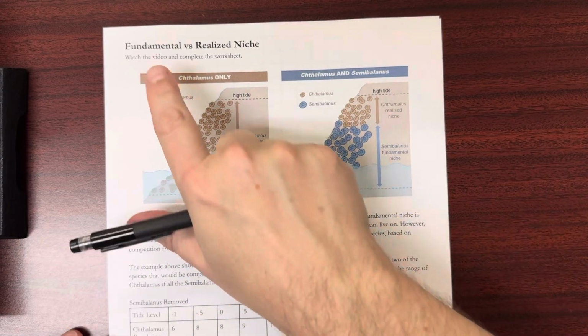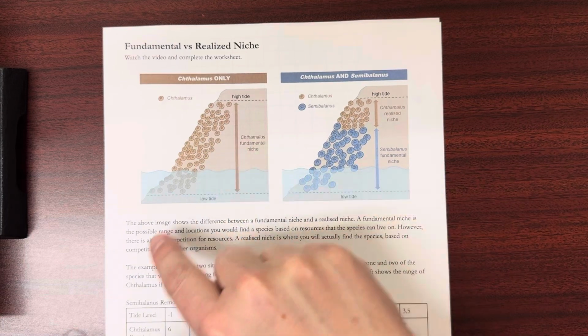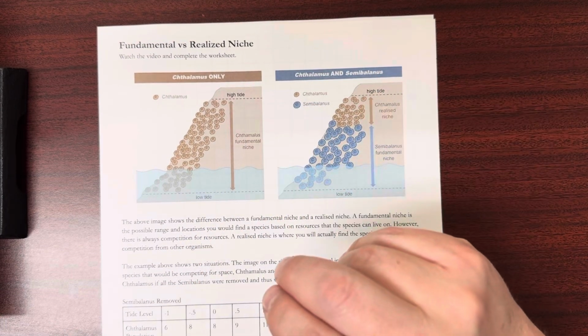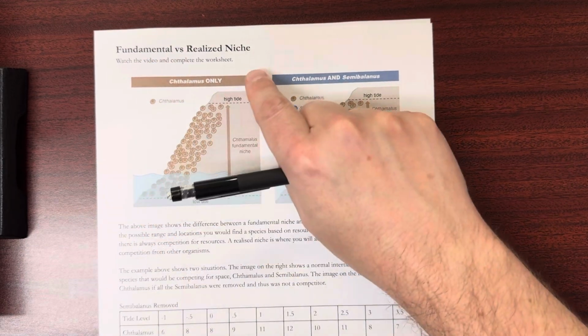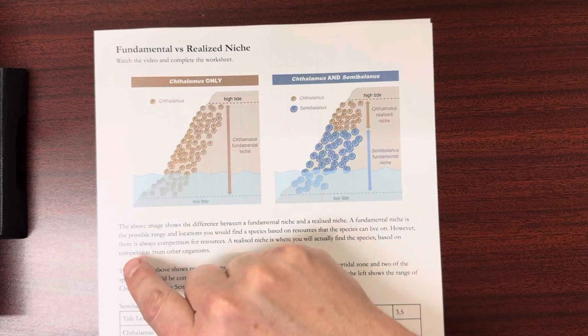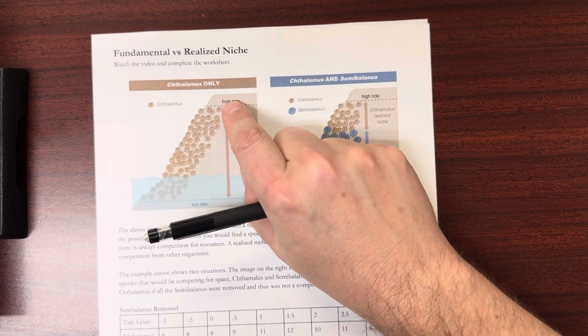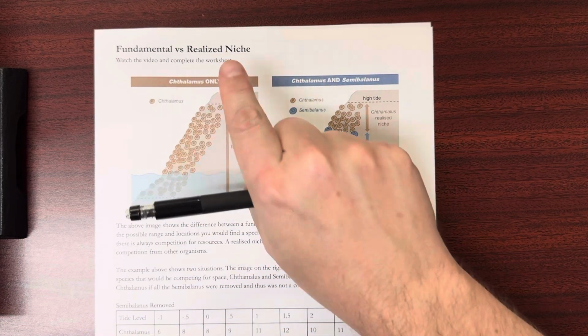Hello, today I'm going over fundamental versus realized niche. And it talks about those two things here and it gives an example. But the general idea is that a fundamental niche is anywhere you might find that organism living. So for this barnacle, it can live everywhere from the high tide mark to the low tide mark. It can use all this space.